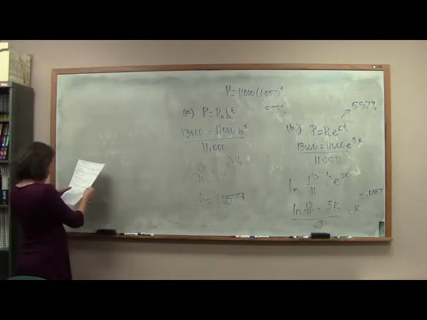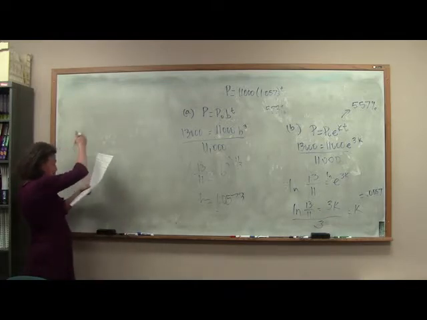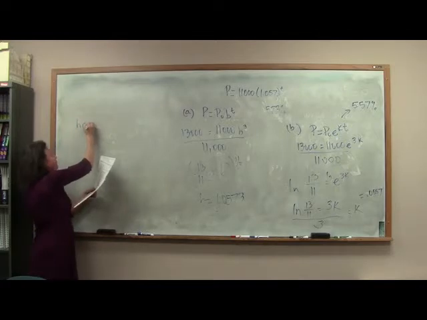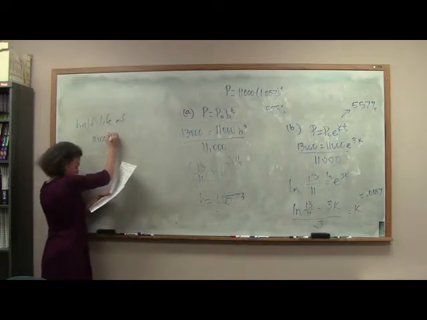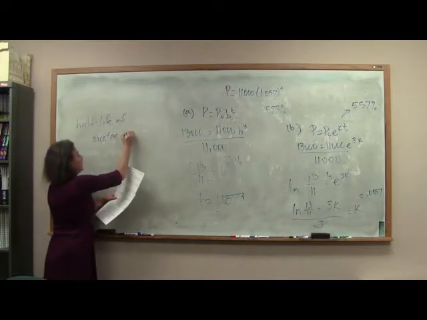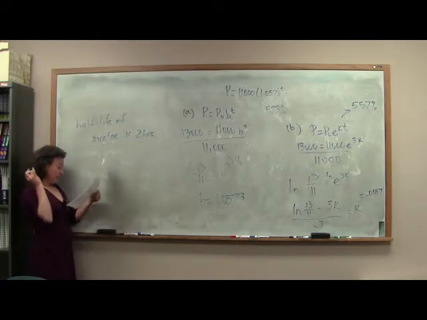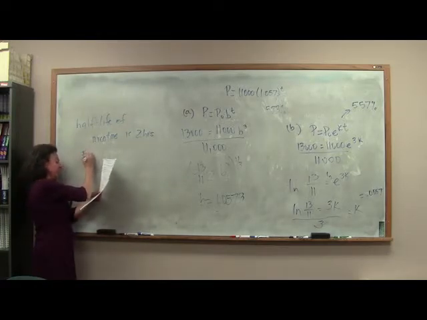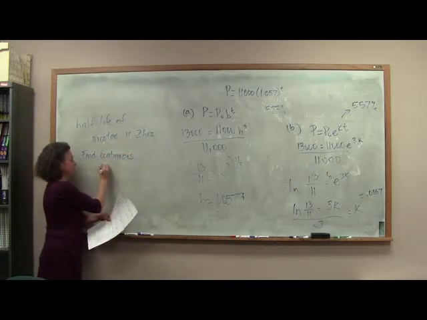Okay, how about this one? 35. Boy, I have a lot more I'd love to do, but let's take this guy. Suppose I tell you that the half-life of nicotine in the body is 2 hours. And what I want us to do is find the continuous growth rate.